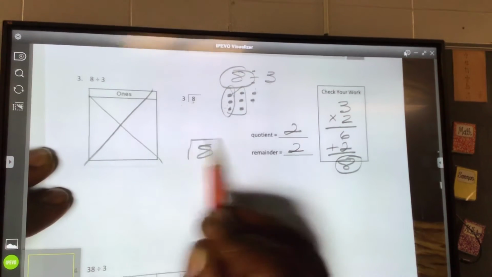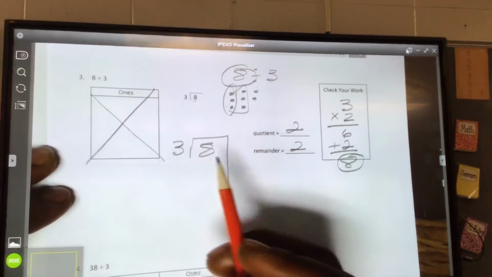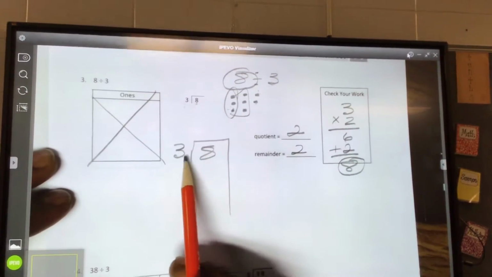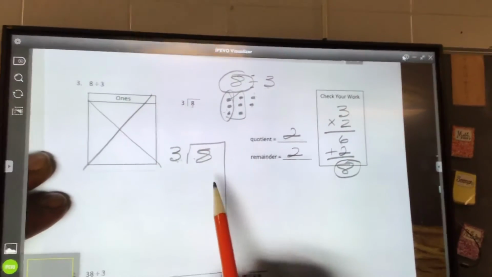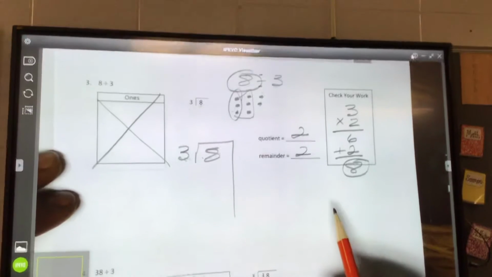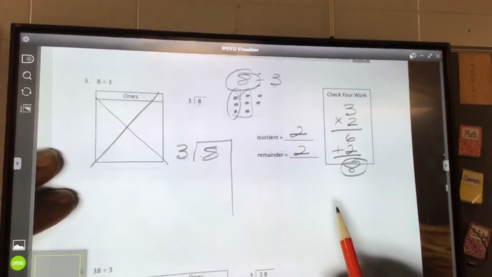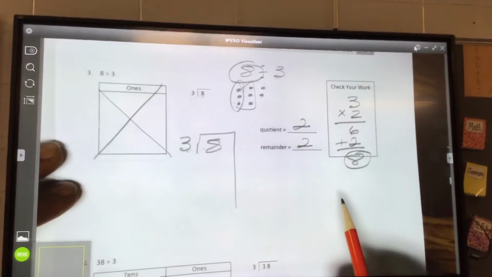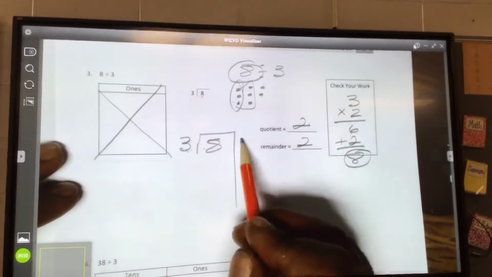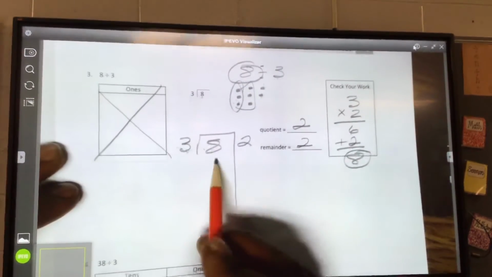Now I'm going to do my big 7. 8 divided by 3. Now I got to know my facts of 3. 3 times what's going to give me close to 8 without going over? Well, what's 3 times 1? 3. What's 3 times 2? 6. What's 3 times 3? 9. So 9 is too much, so I got to go down to my 2. And 3 times 2 is 6.